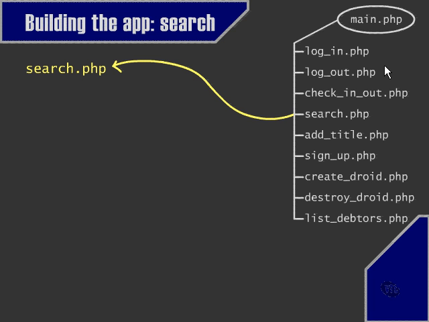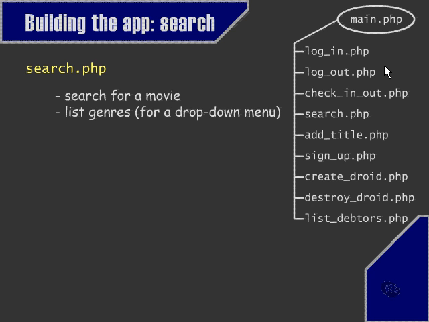The element of the application is search.php, and the different functionalities that this carries out are searching for a movie and a simple list of genres. This is important for us to create a drop-down menu for the form in which the employee enters the data, which will act as criteria for the search.